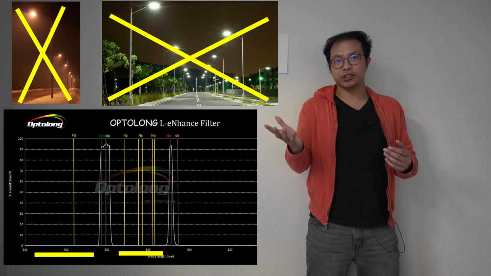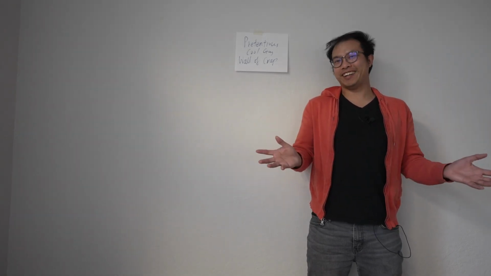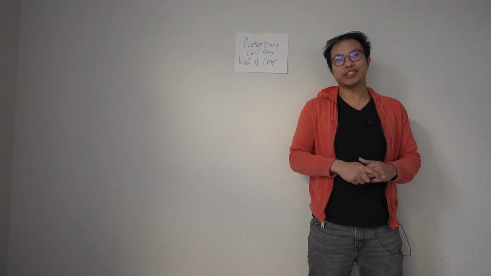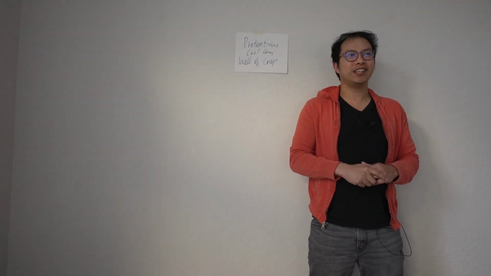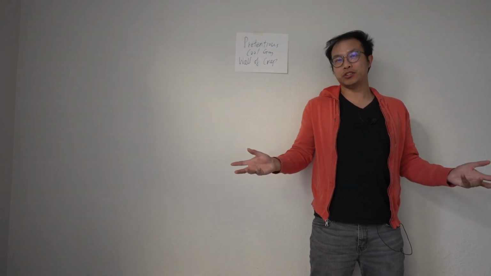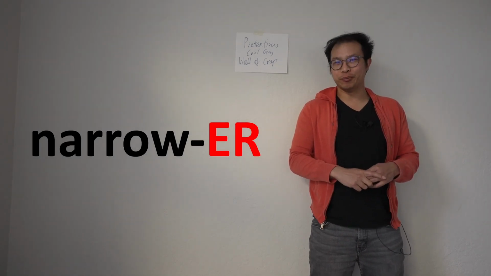And that would be hydrogen alpha once again and oxygen 3. Okay, we're on the home stretch now. Now that you understand how a dual band narrowband filter works, let's answer the question, why would somebody want to choose a narrower dual band narrowband filter?